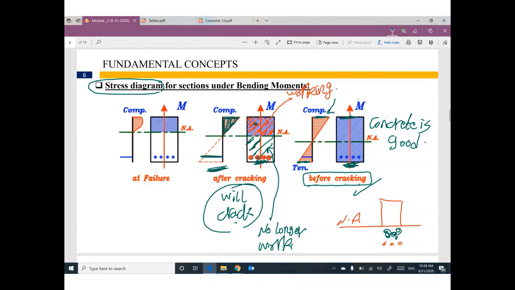One more thing, this compression stress is a triangle. This line is a linear relationship. But if the load increases and increases until you reach the ultimate, nothing will happen. Concrete is still cracked. Steel reinforcement is still working. The compression part of concrete is under compression, and the stress distribution is a curve, not linear like this one.